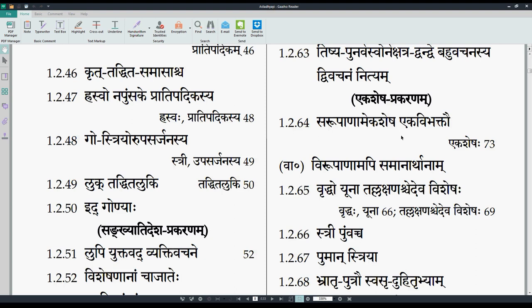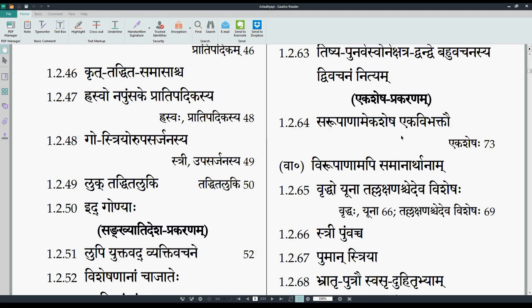However, in Ekashesha only one remains, which carries the meaning of the other. In Matapitarau, there may be a particular rule where it may be Mata rather than Matru; I am not sure, I can't recall. Whatever samasa you get in Itaretara Dvandva, in Ekashesha one will remain, and what is that?